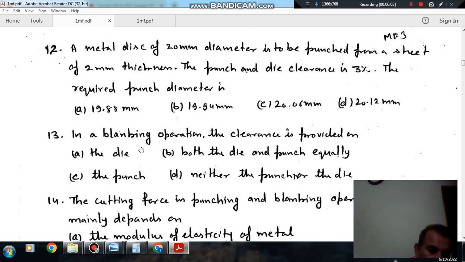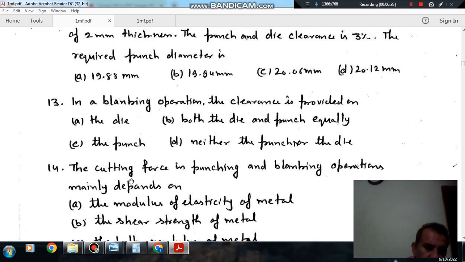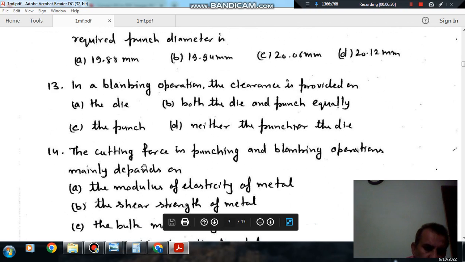In blanking, die size remains same. And remember HP: H means hole and P means punch. In hole making process, the punch size remains same. Those are the two things that you have to remember: one is BD, other is HP. In blanking, die size is same. In punching, hole size is same, and clearance is provided on the other tool.